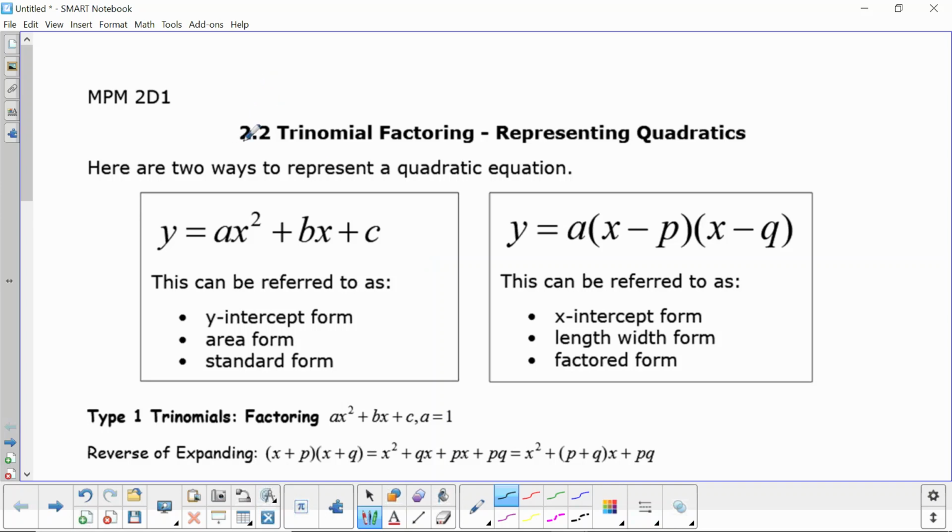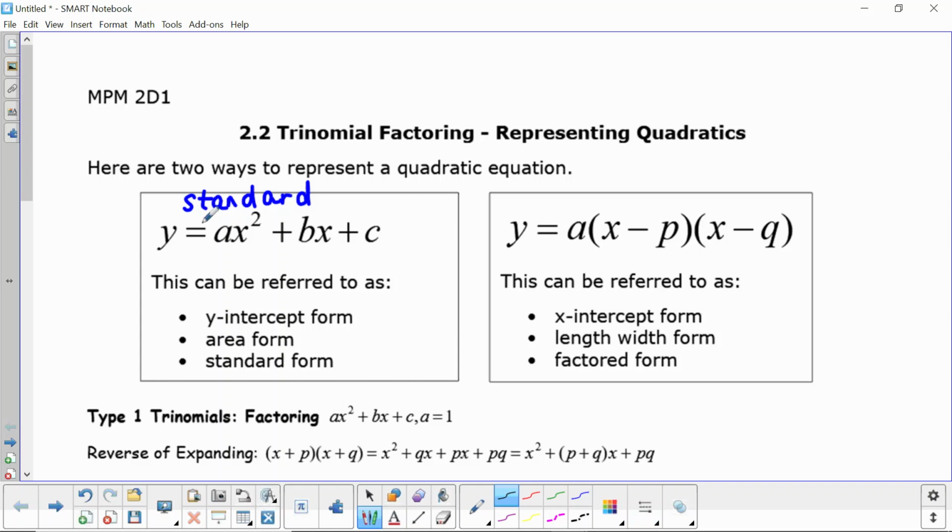Hello, today we are going to learn trinomial factoring, and this is very important for solving a quadratic equation. So today we are going to see, you know that there are two ways to represent a quadratic equation. One we call standard form. We know this one from last cycle, standard form.